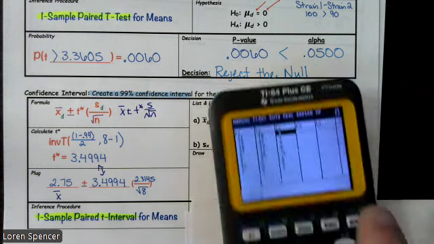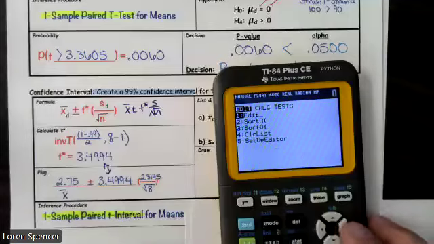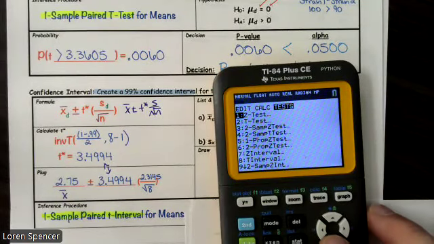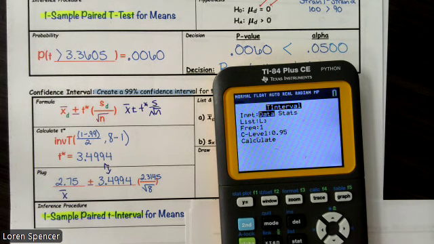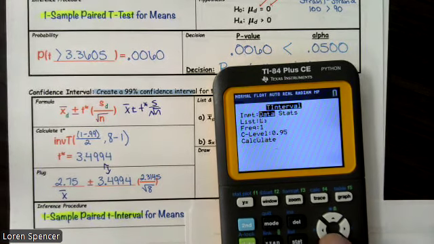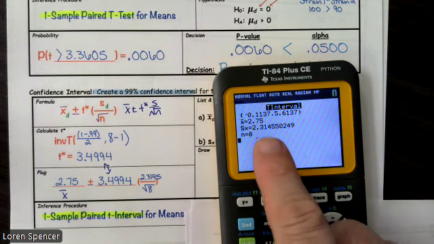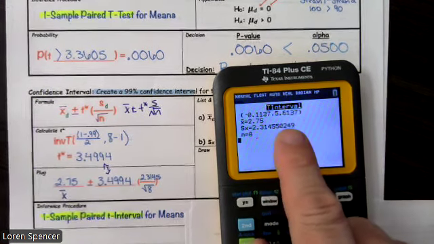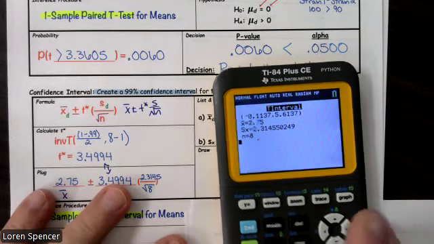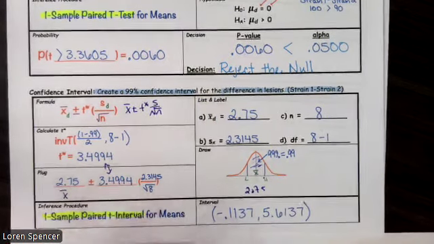Let's go ahead and run this thing. Stat test, and we're going to run this just like a regular T interval. We're going to go to number 8, press enter. We have data. Our data list is L3, so blue 3 if yours says something else. And we wanted a 99%, so 0.99. When we do that, we get negative 0.1137 and 5.6137. So that's our lower bound and our upper bound.